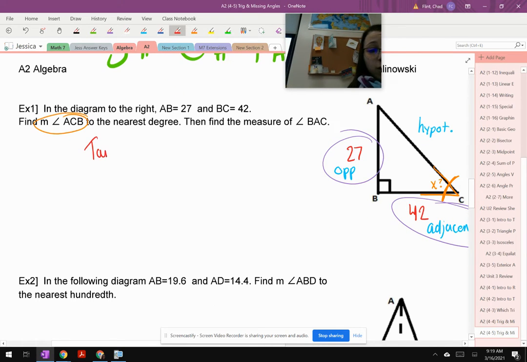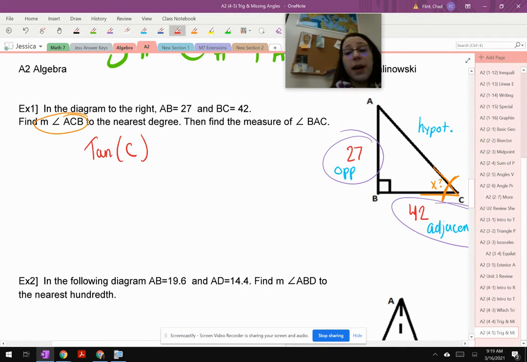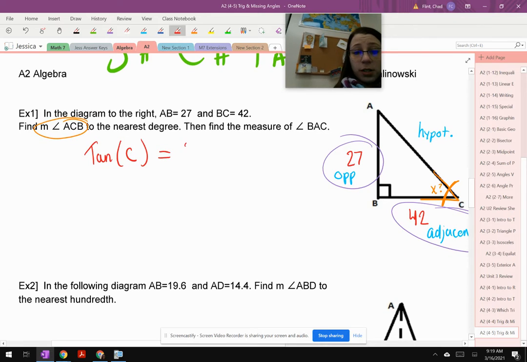The tangent of angle, and instead of, I could use angle X or I could use angle C. It doesn't matter what I'm looking for. I labeled it with X, so technically I should use X. But it's angle C, so you could use C. Is equal to opposite is 27 over adjacent, which is 42. And I'm just going to make a little note. That's my opposite over adjacent.